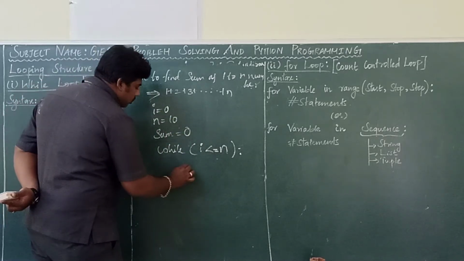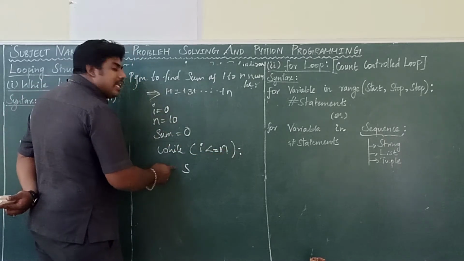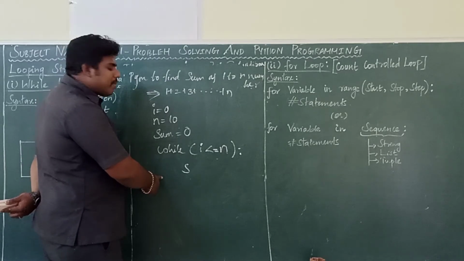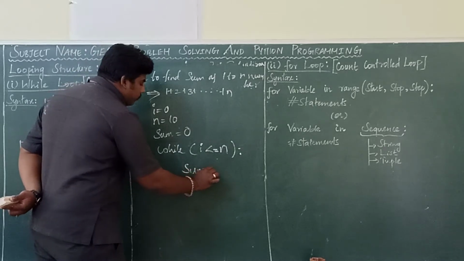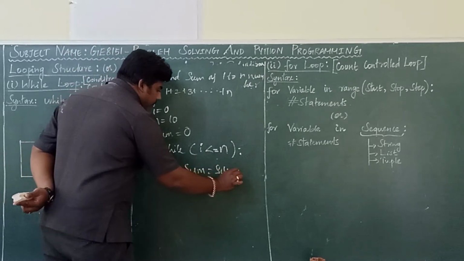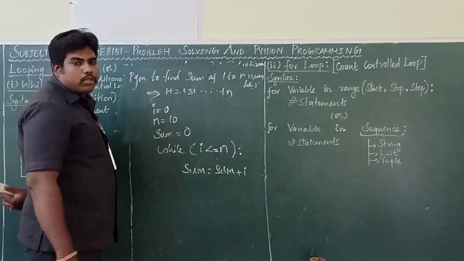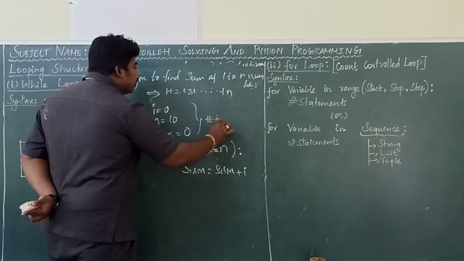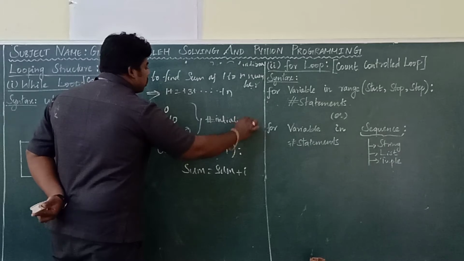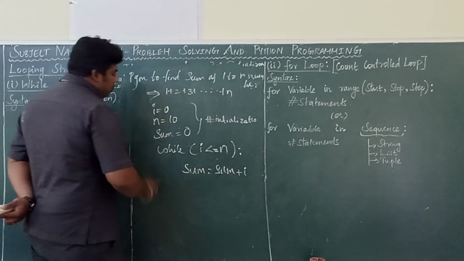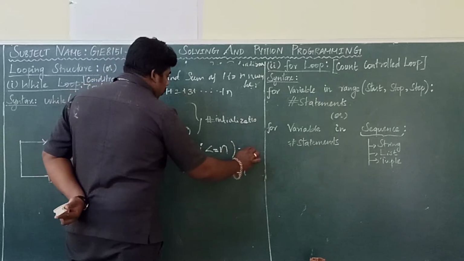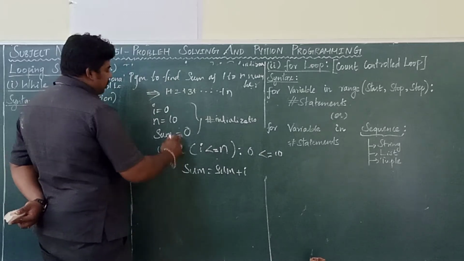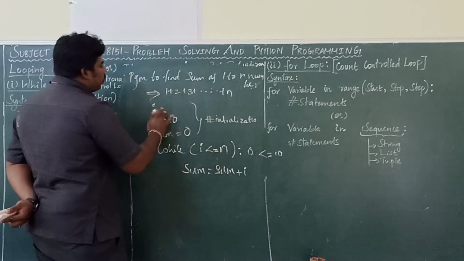Now, once you put the colon, the next line should be indented, denoting the body of the loop, or denoting the statements of the loop. Sum equal to sum plus i. See, first these are the initialization. This is the condition. So what's the condition? 0 less than or equal to 10. Sorry, what's the i value? 0, right? Okay, you can start with 1.